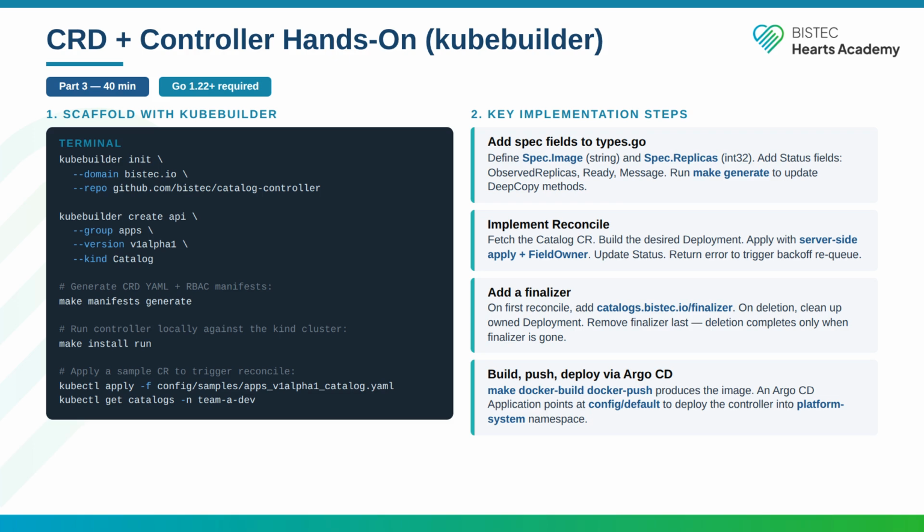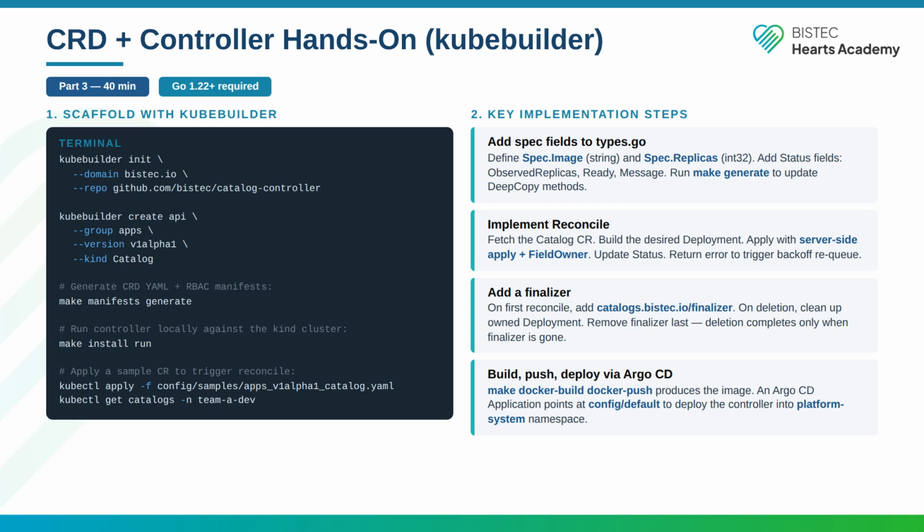Third, and this is the critical point, do not deploy the controller with kubectl apply. Create an Argo CD application in your GitOps repository that manages the controller deployment. The controller is managed by the same GitOps flow as everything else on the cluster. This is how you avoid a category of drift where the control plane itself is not under GitOps management.